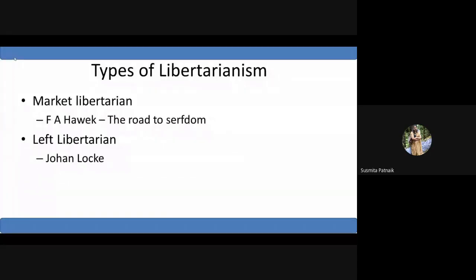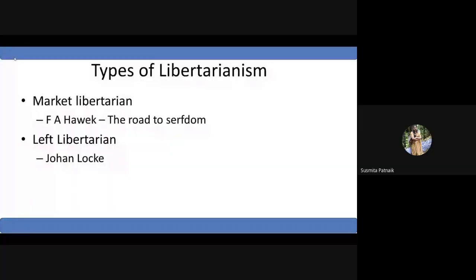Okay, proceed. So here, types of libertarian, there are two types: one is market libertarian and the other is left libertarian. Market libertarian is against the planned economy, the socialist state, and the totalitarian state. Socialist state means which state? The state which does all-round development of the individual. The state will not give any chance to the individual to boost by himself. Then the totalitarian state means the state which takes all the rights of the individual.